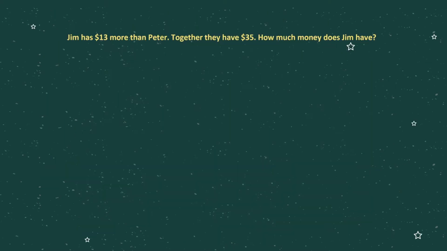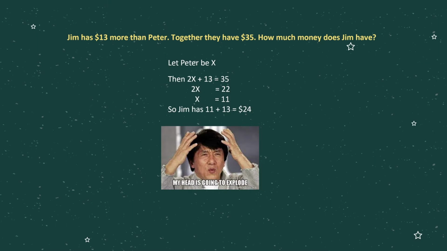Suppose you have this maths problem. Jim has $13 more than Peter and together they have $35. How much does Jim have? Maybe you ask your older siblings or your tutors, and they may say, well, you can just let Peter be x, and then we can turn the question into the equation 2x plus 13 equals 35, swap the numbers around and solve and get x equals 11. So Jim has $24. Boom!